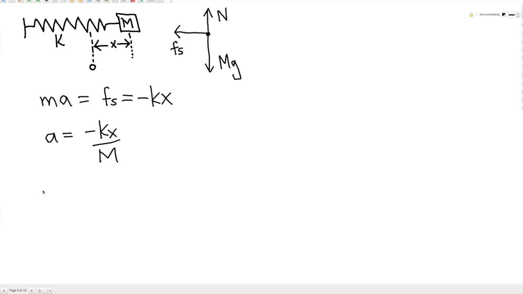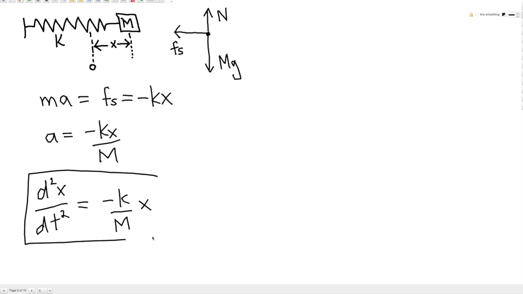Now, if you recall, the acceleration can also be written as the second derivative of the displacement with respect to time. That's equal to minus, again, k over m times the displacement. Okay, so this is our differential equation that we need to solve for this problem.